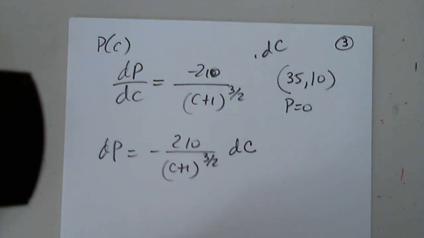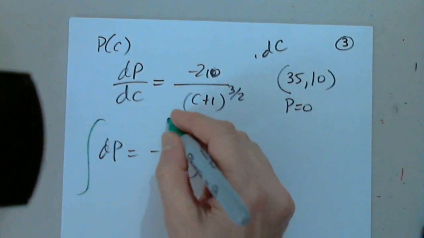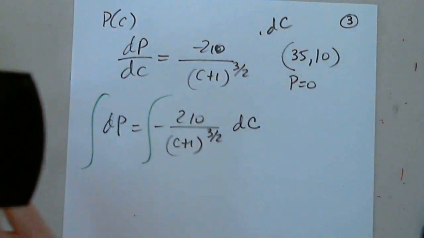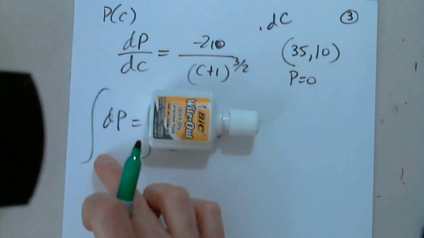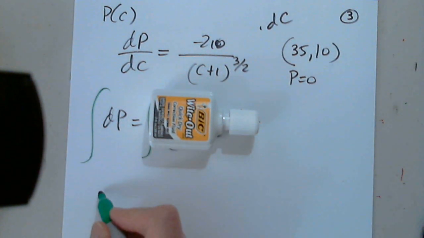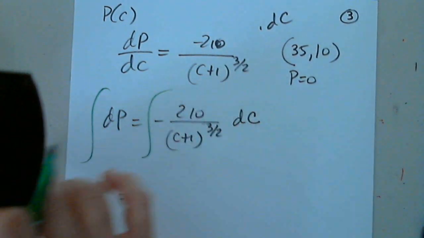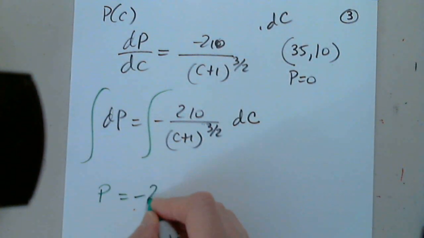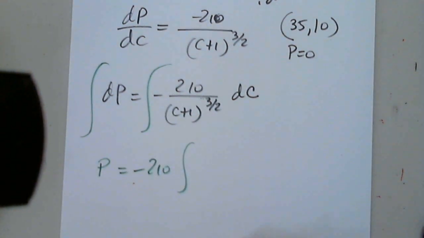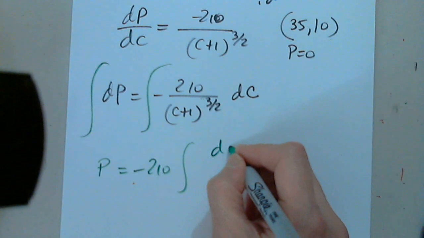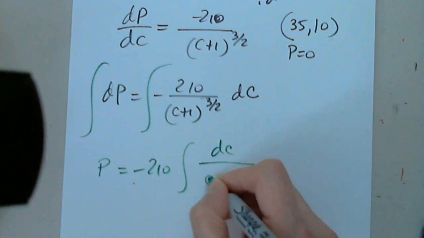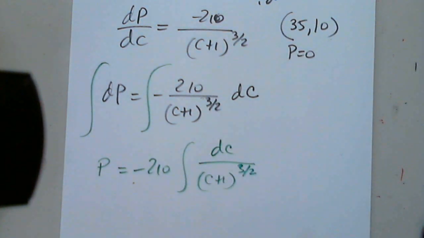What do we do next? Integral. Good. So we integrate both sides. The left-hand side first. What do we have here? P. That's it. Awesome. Now the right-hand side. I will move the negative 210 outside because it's a constant. So then I have dC over (C plus 1) to the 3/2.